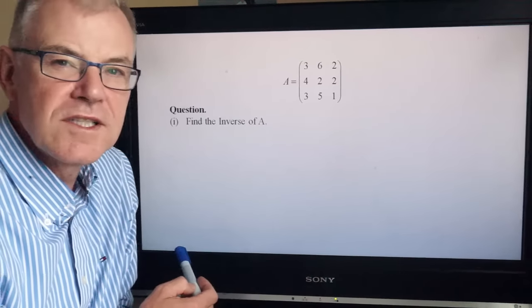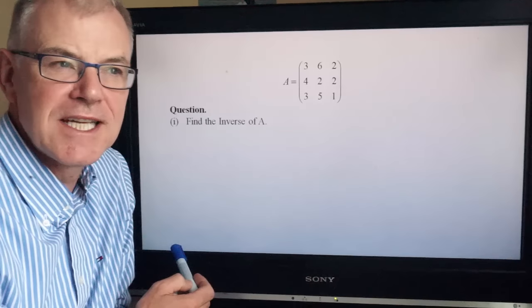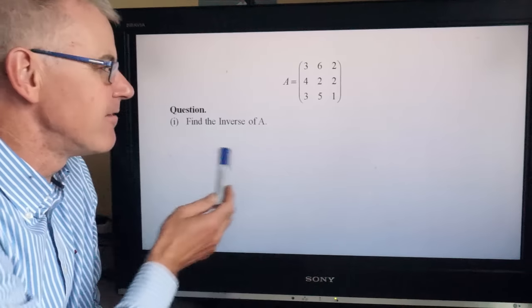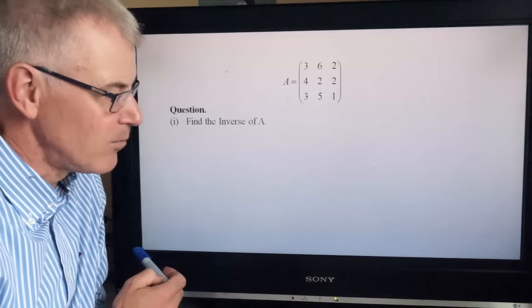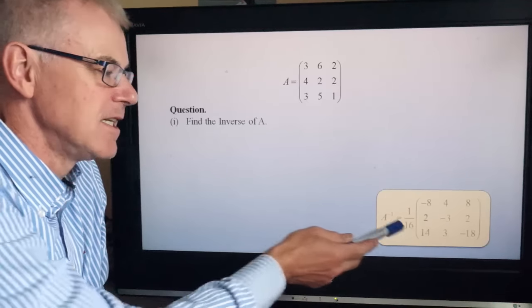Finally, here's a question. Again, you're given a 3 by 3 matrix and you're asked to calculate the inverse of A. And once again, the answer in this case is given here.